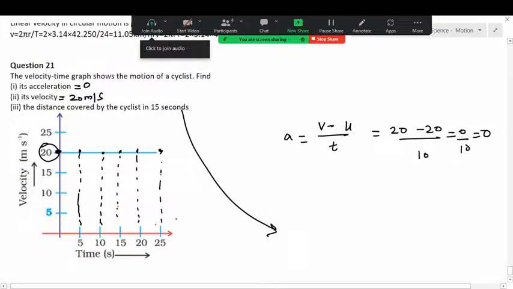They want you to tell me distance traveled in 15 seconds, this much. You will find out the area under the Vt graph. This area you need to figure out. Can you tell me this area? What will be this area?